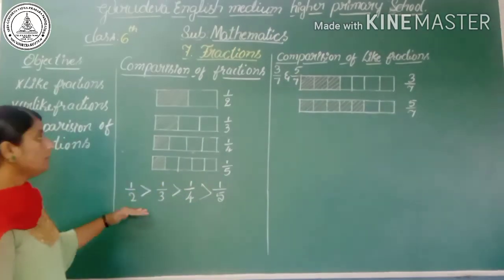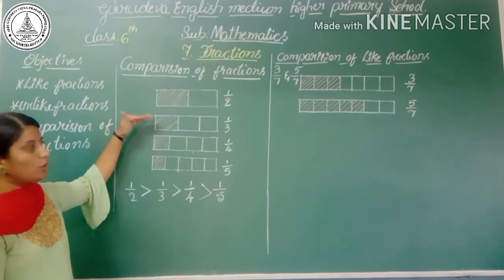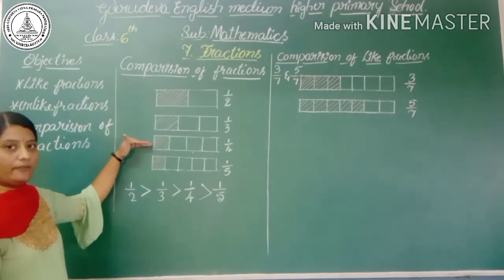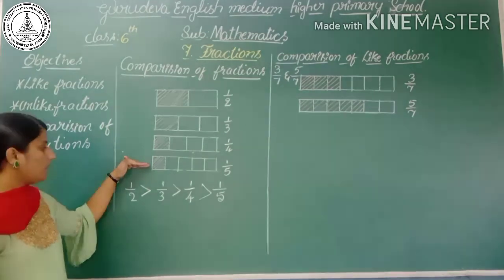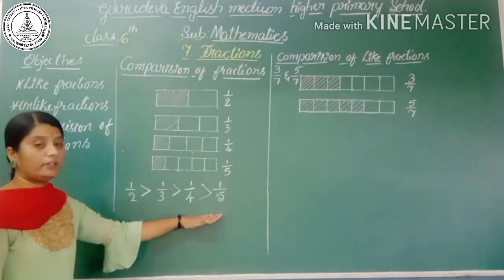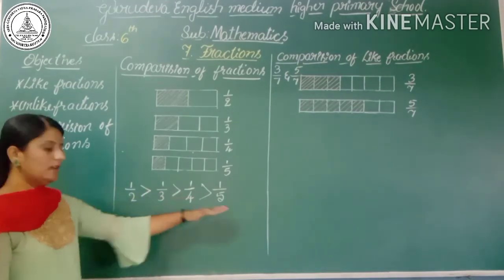Now you can compare here. Half is greater than 1 by 3. 1 by 3 is greater than 1 by 4. 1 by 4 is greater than 1 by 5. See here, we have written them in order from greater to smaller.